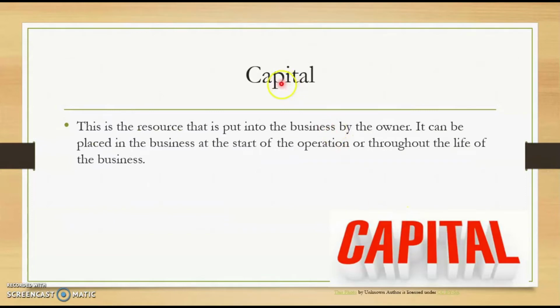Now, when we talk about capital, these are resources that are put into the business by the owner. So the owner is the one that put those resources in. They can do so at the start of operation or throughout the life of the business. So the owner may put $20 million in the business to start the business, and then throughout the next years of the business, the owner may put in additional funds or put in an appliance or an equipment into the business. So that is their capital because it is placed in the business by the owner.